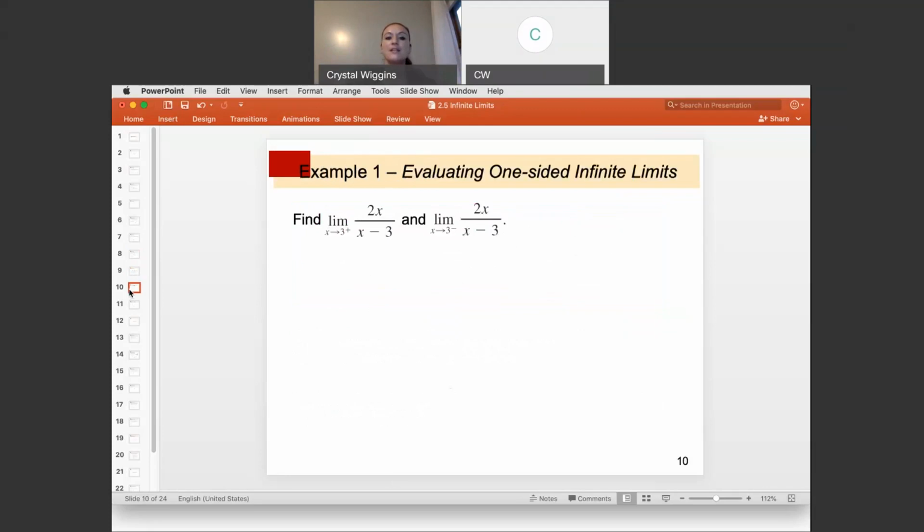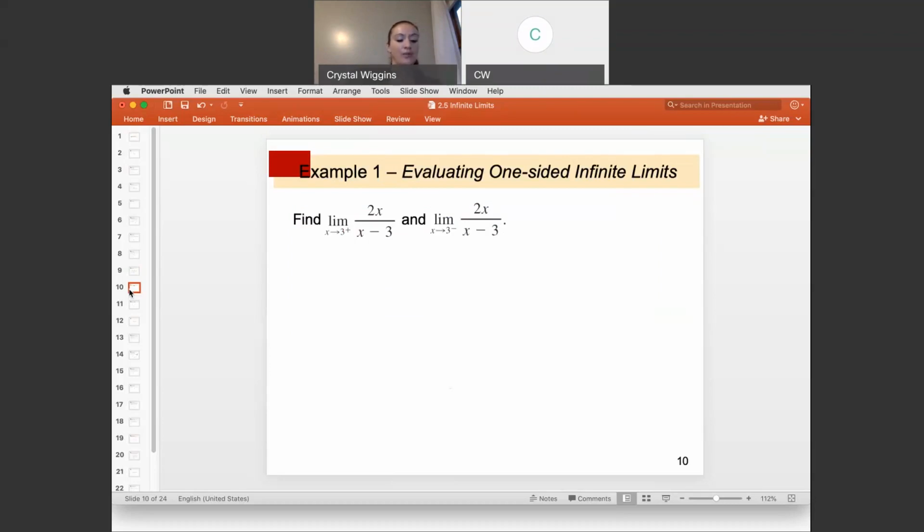Let's find the limit of the following. If we look at the function 2x over x minus 3, and we approach 3 from the left and from the right, we are looking for what that limit would be.